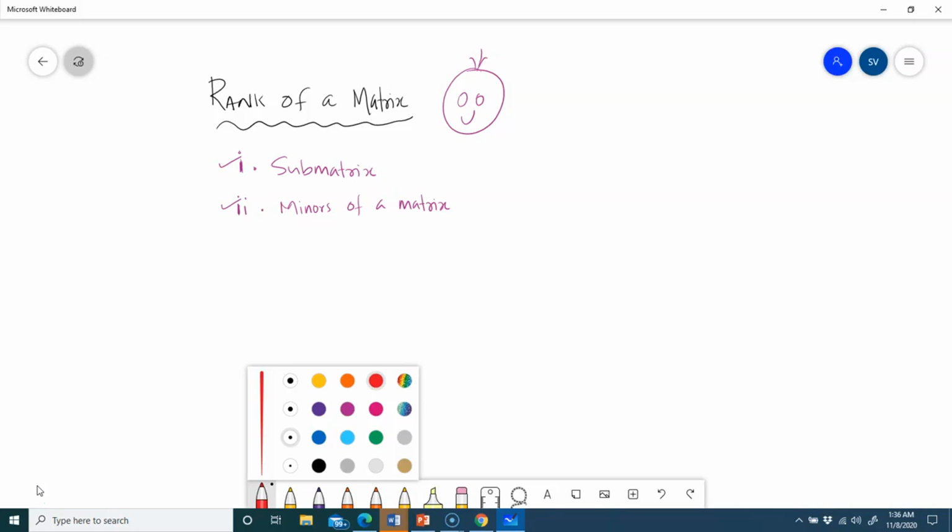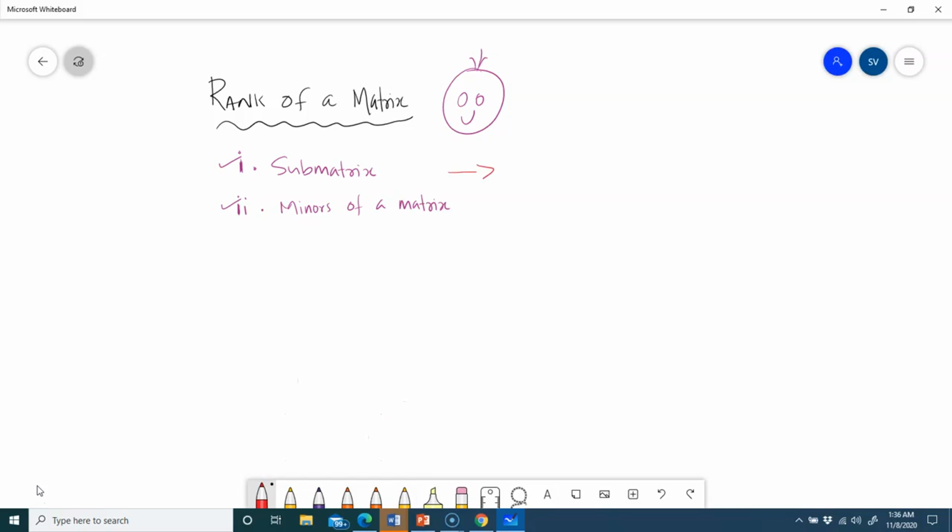Submatrix means, if I have an m by n matrix, say for example a matrix A is equal to 1 2 3 4 5 6. So the number of rows is 2, the number of columns is 3, so 2 by 3 is the order of this matrix A. If we have a matrix of order m by n, then a matrix obtained by deleting some rows and columns from A is called a submatrix of A.